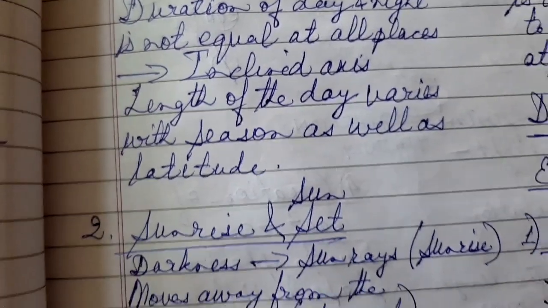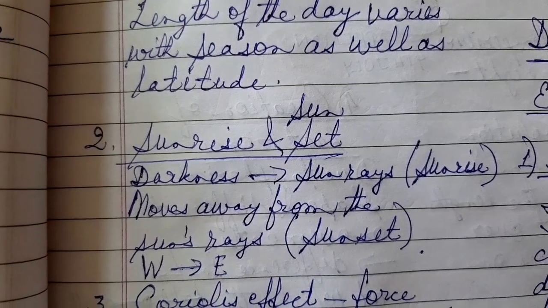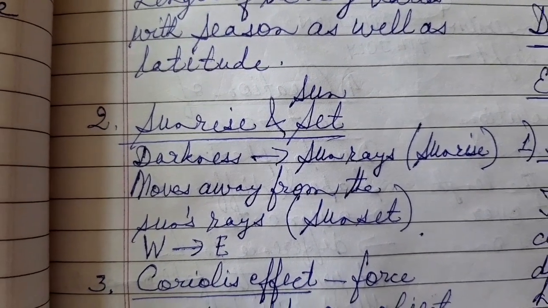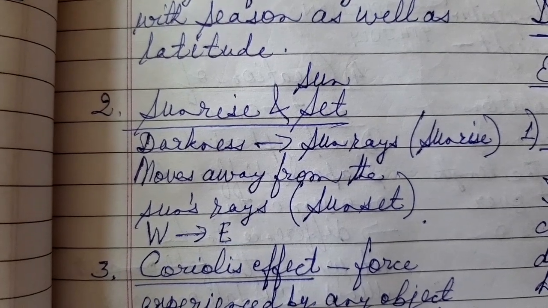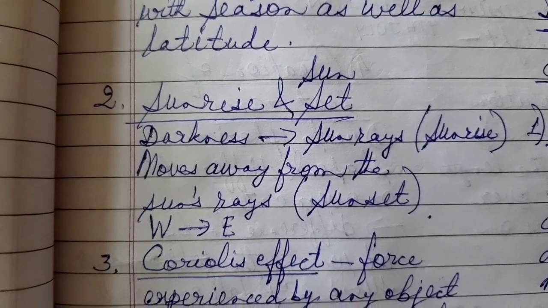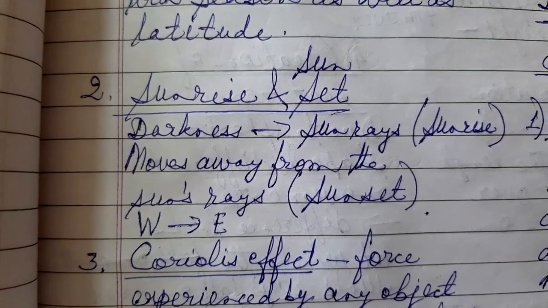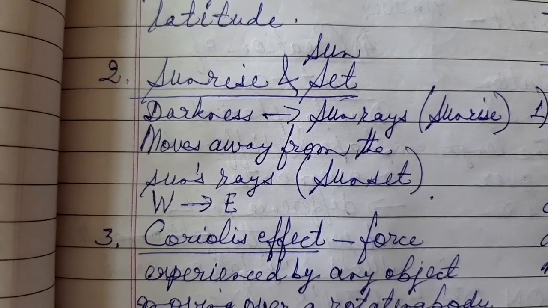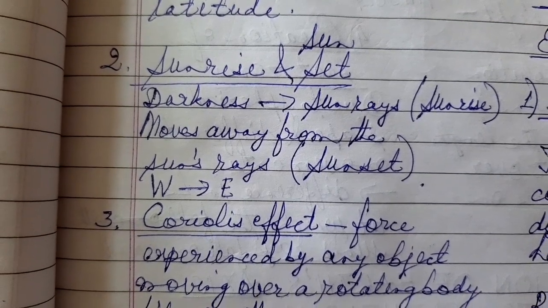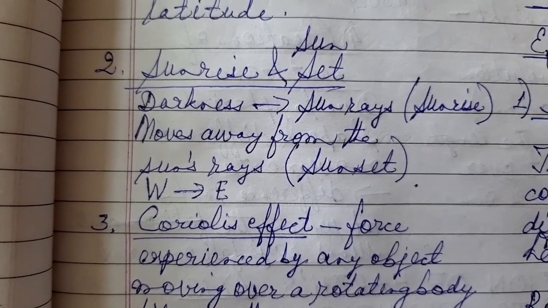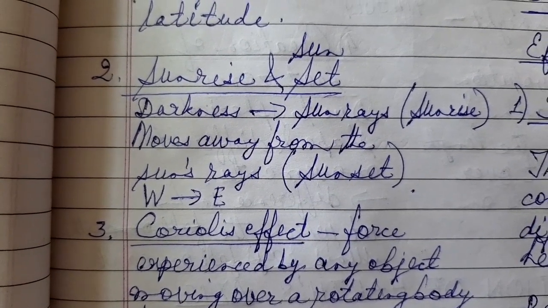Then the next effect is sunrise and sunset. These phenomena occur because of the rotation of the earth from west to east. So what happens during the sunrise? When a portion of the earth moves from darkness to sun rays, we call it the sunrise. And when the part of the earth moves away from the sun rays, that is said to be the sunset.